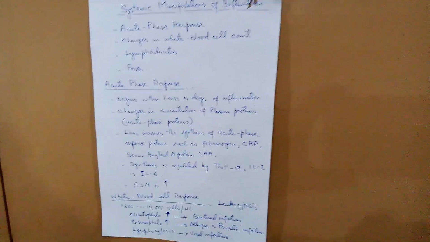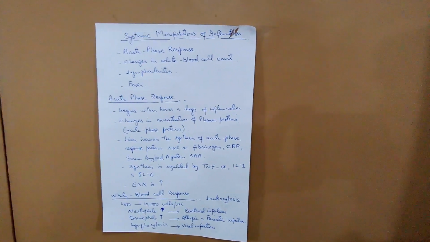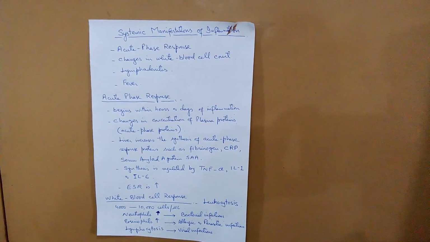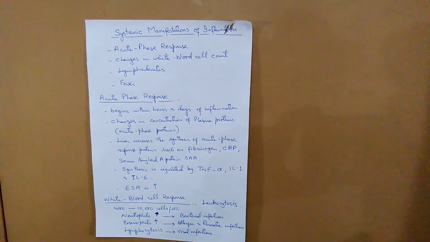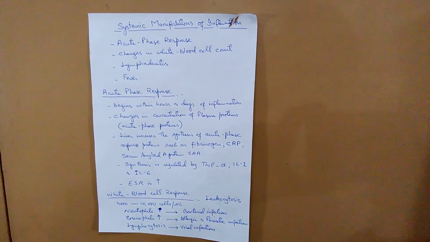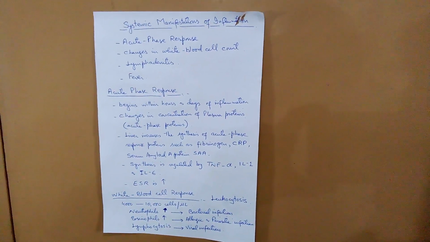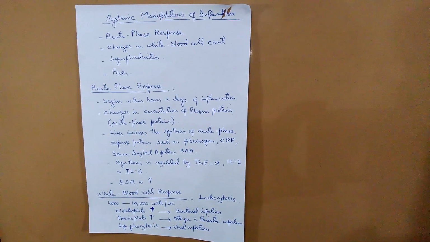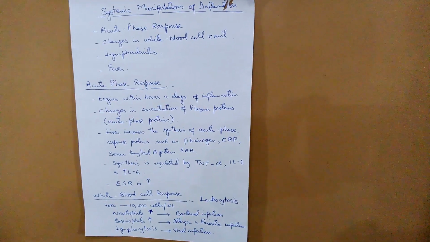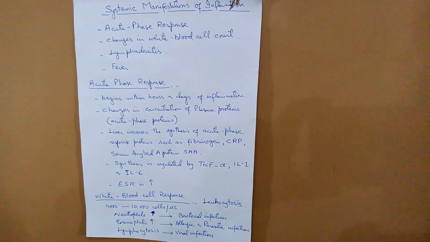Now, students, please concentrate on this. Systemic manifestations of infection or inflammation. The body responds in the following 4 ways. Number 1, acute phase response. Number 2, changes in white blood cell count. Number 3, lymphadenitis. And number 4, fever. Students, let us discuss one by one.